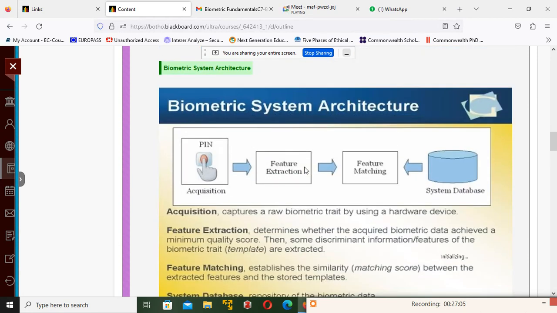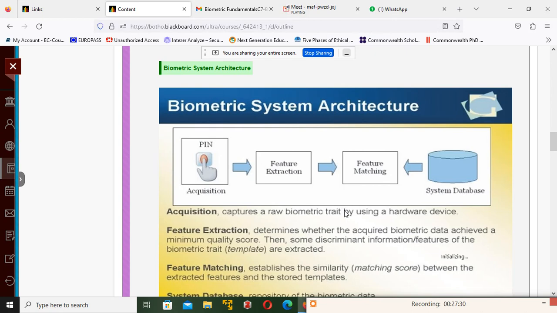So let's look at the biometric system architecture. In the biometric system architecture, there are four main steps. The first step has to do with acquisition, and acquisition goes with capturing the data correctly. Mostly, when data is being captured, there are a lot of factors that are in place.